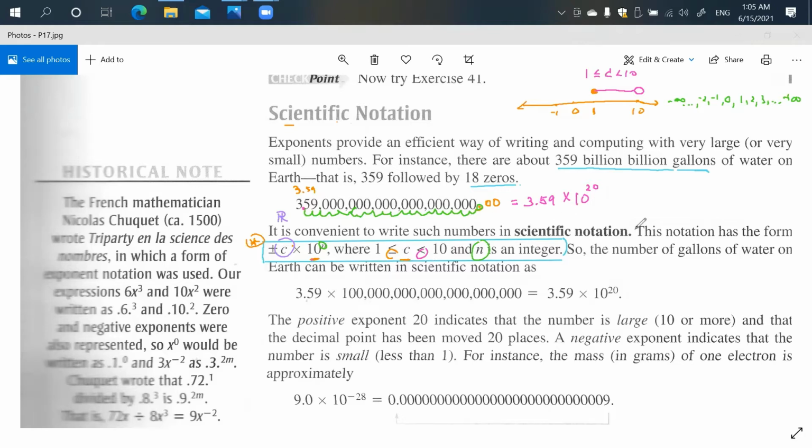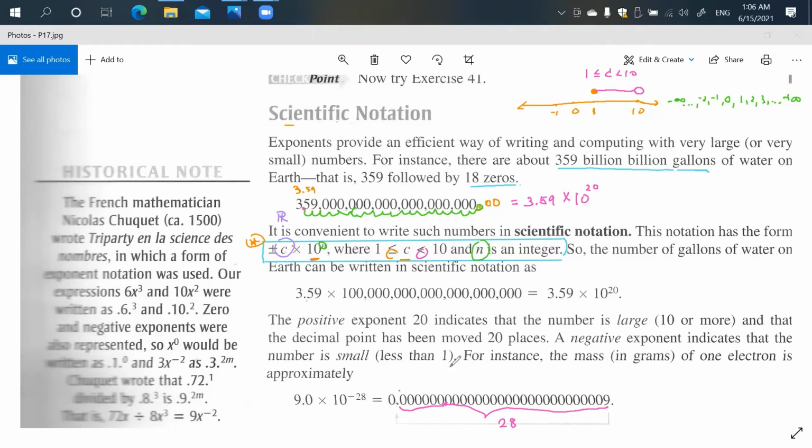Now come back to a really small number, like this one, the electron. We have 0.000000000 here. The whole thing here, how many zeros do we have? We have 28 decimal places. From the decimal dot here, how many zeros do we have? Including the 9, we have 28 digits, or we can say 28 decimal places.